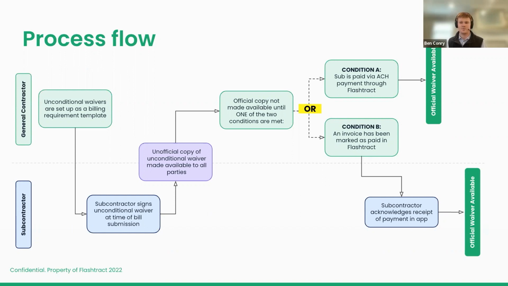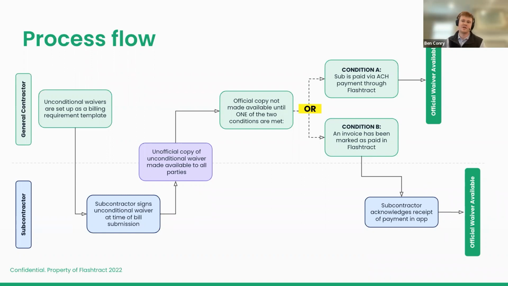So if you're still using paper checks, you would mail the check, mark it as paid. Subcontractor would verify receipt of that check once it gets delivered, and the official waiver becomes available. So you can see here, condition B, still streamlined. Subcontractor is verifying payment in one click.